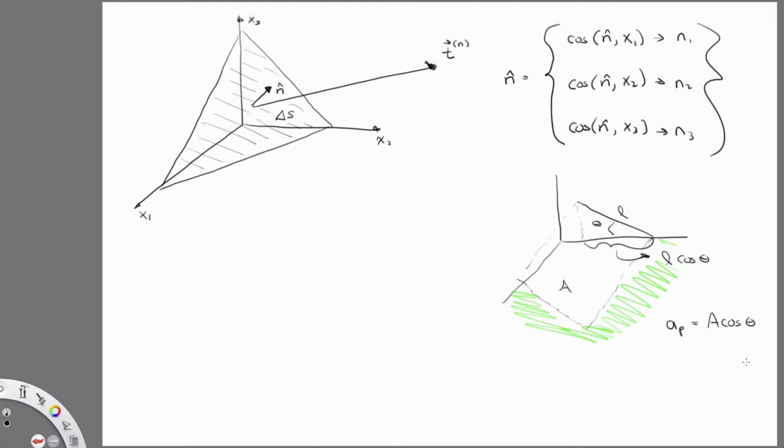Now we have this little tetrahedron over here that, remember, is just the slice of the cube. And that cube was in equilibrium because we pulled it out of the body, so it had tractions acting on all the faces.